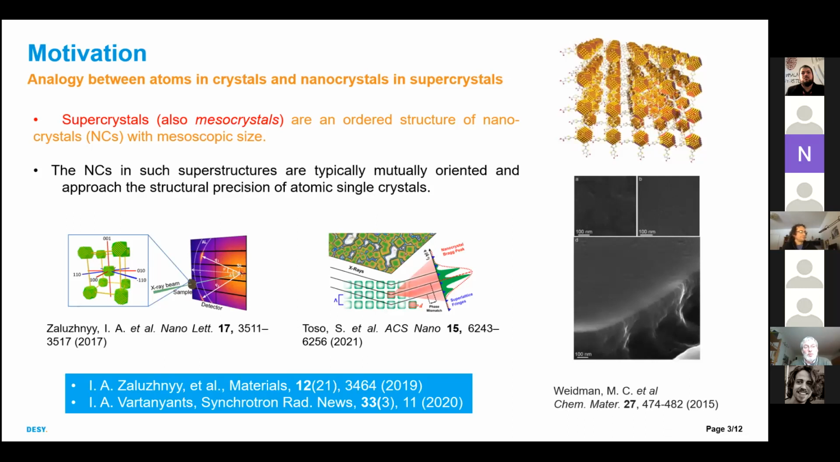What we were interested in this particular work was the analogy between atoms in crystals and nanocrystals in supercrystals. Supercrystals, or also mesocrystals, as Nastasia already talked about, are an ordered structure of nanocrystals with mesoscopic size. The nanocrystals in such superstructures are typically mutually oriented and approach the structural precision of atomic single crystals. You can see some examples of that here, and if you are interested, you could go to these review papers.